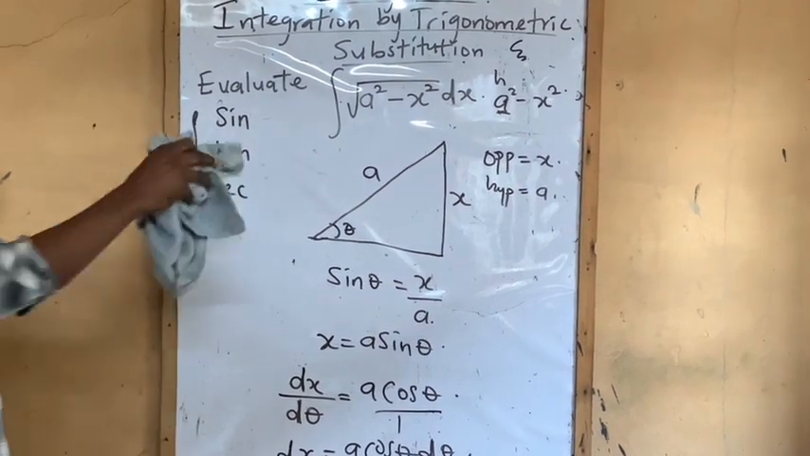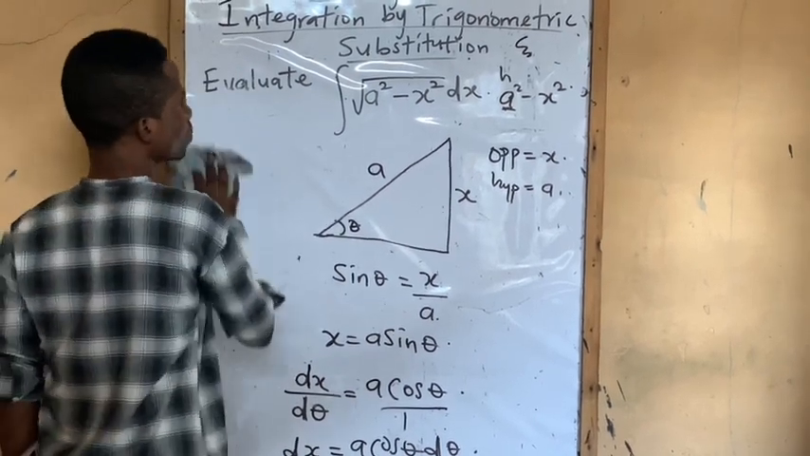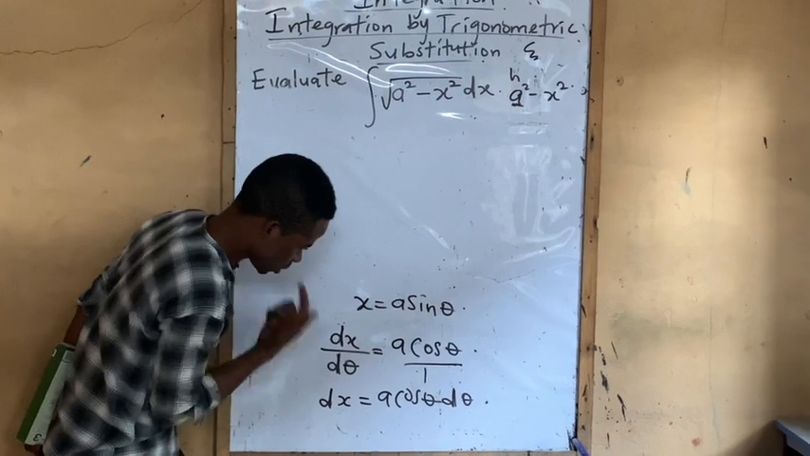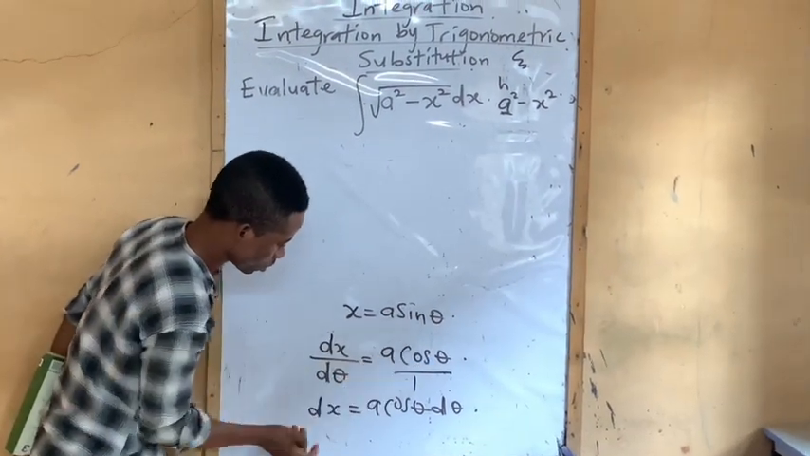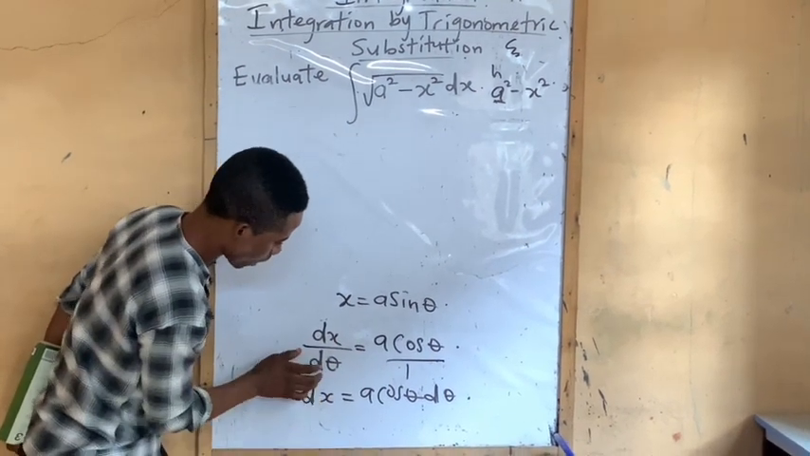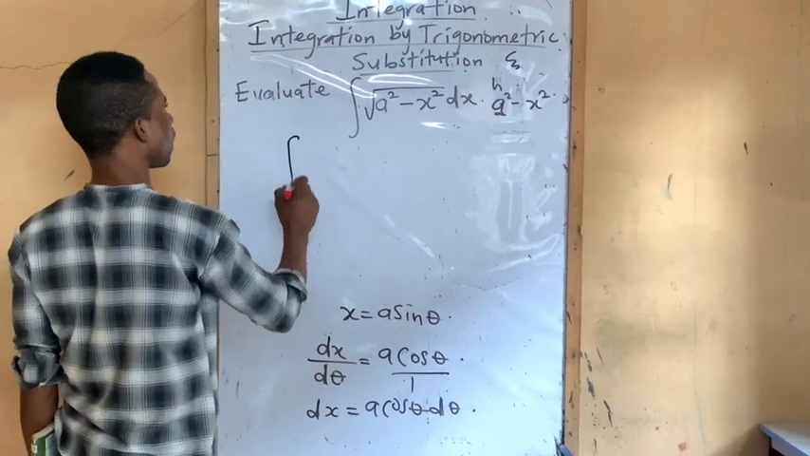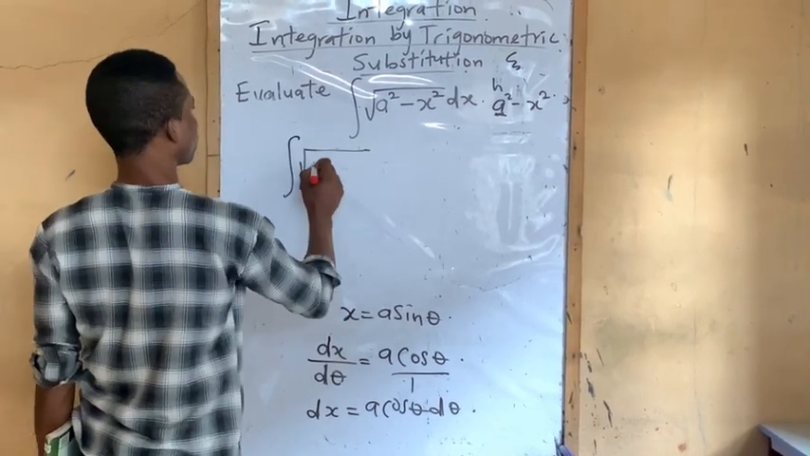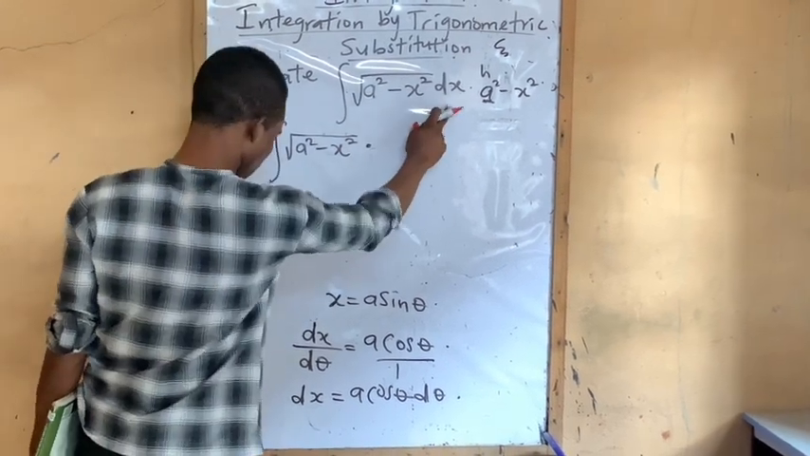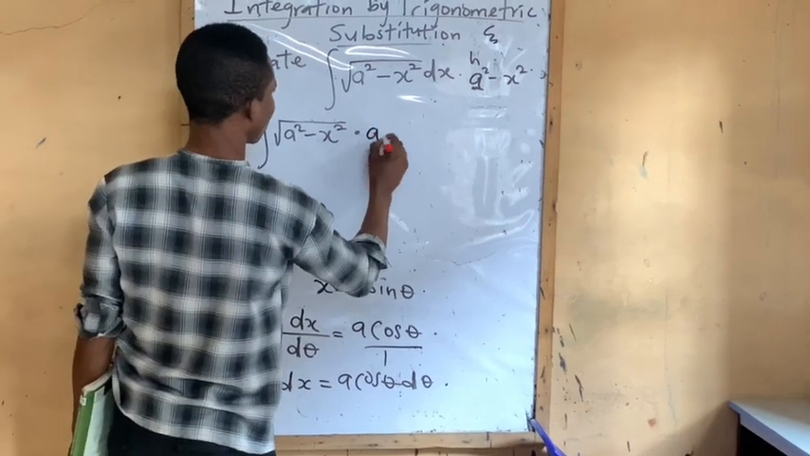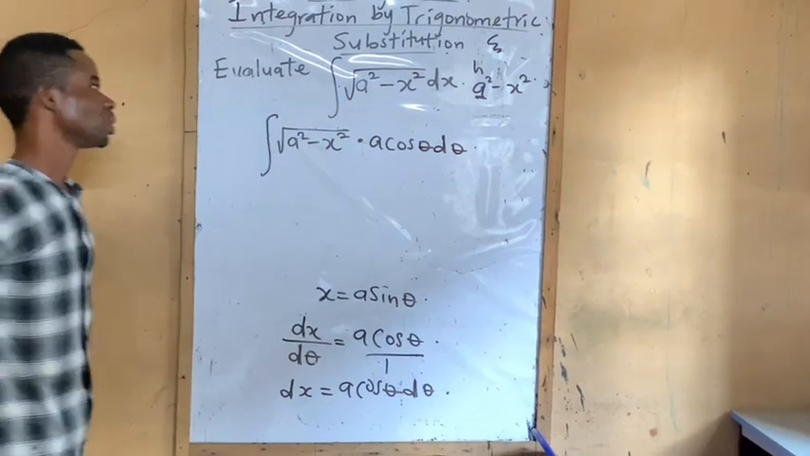After I have done that, what is the next thing to do? Differentiate dx d theta. The derivative of sin theta is cos theta, and we cross multiply. dx equals A cos theta d theta. So you now come back to this place. Integral of square root of A squared minus x squared. What is our dx now? Our dx is A cos theta d theta.